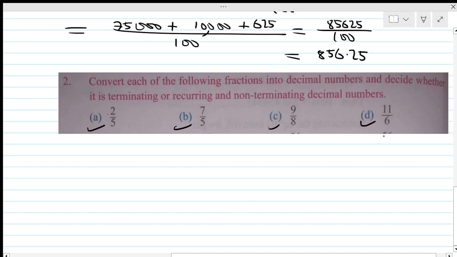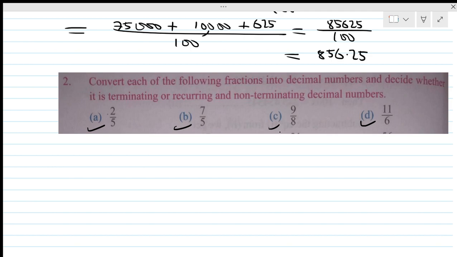And now in number D, the denominator is 6, which if you factor, you get 2 into 3. So not only 2, there is 3 also. And if there are prime factors other than 2 and 5, then those fractions will not terminate. It will be either a recurring decimal, or it may be a non-recurring or non-repeating decimal. So let's go with this example, 11 by 6. Obviously you can't convert its denominator into the form of 10, 100, 1000.